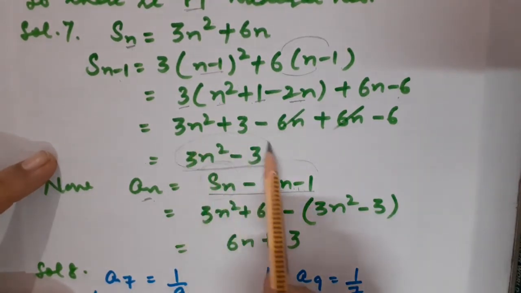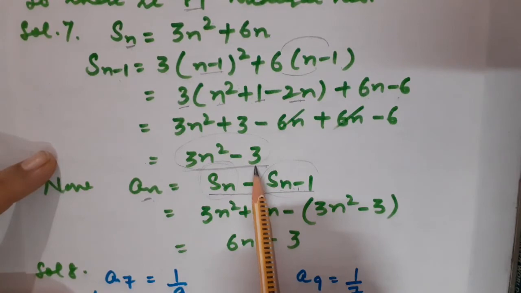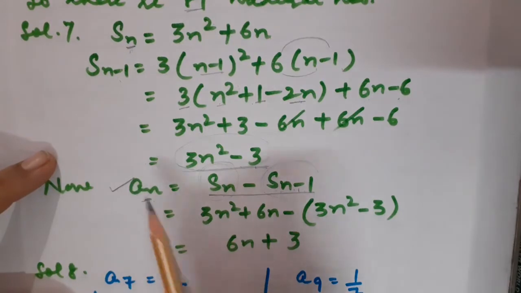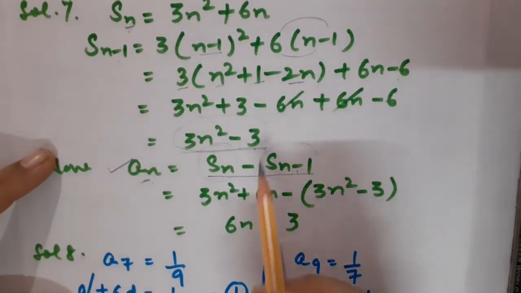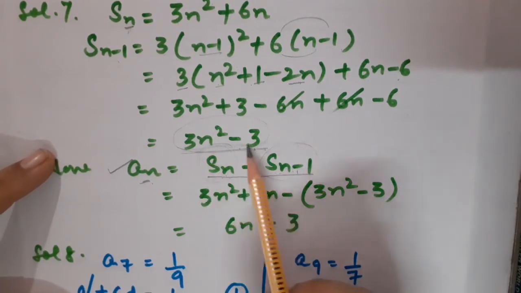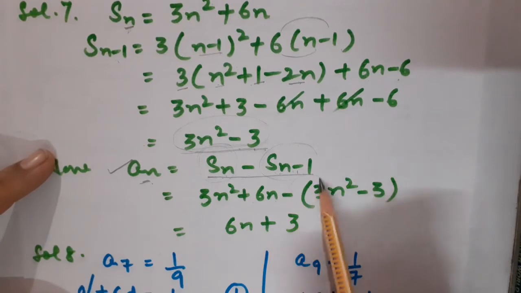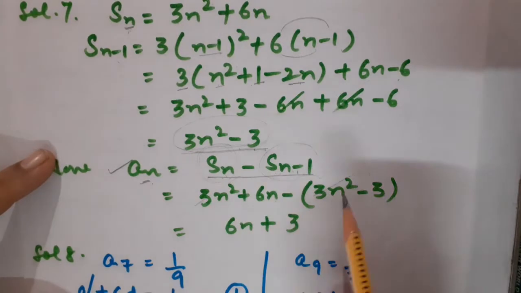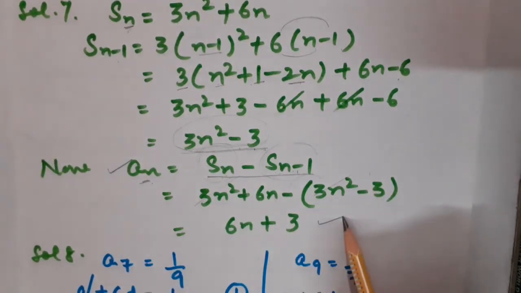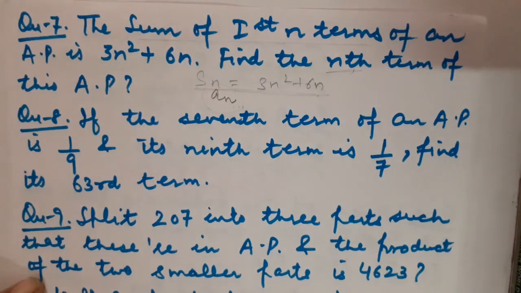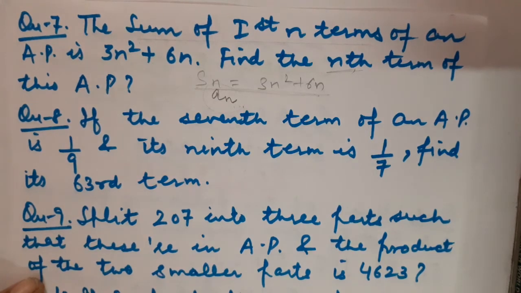This is the sum of the first n minus 1 terms of the AP. Correct? That will be subtracted from the sum of the first n terms of the AP to calculate the last term of the AP. Got it? So I have written 3n square plus 6n minus (3n square minus 3). The minus will go inside the bracket, the sign will be changed. This 3n square will be cancelled with 3n square. 6n plus 3 is the nth term of the AP. Got it? Now children, this is the last question of the revision assignment of chapter number 5, arithmetic progression, part 1.